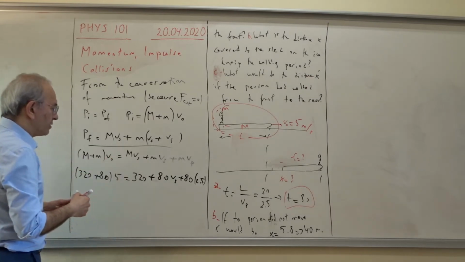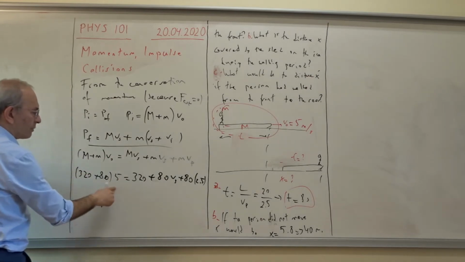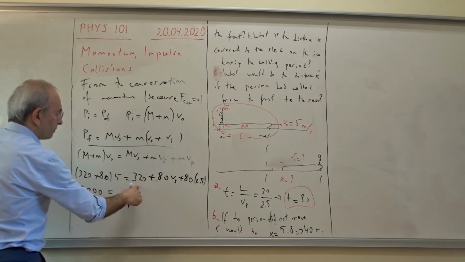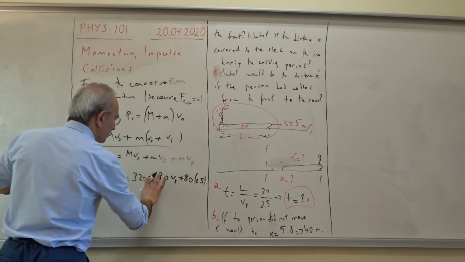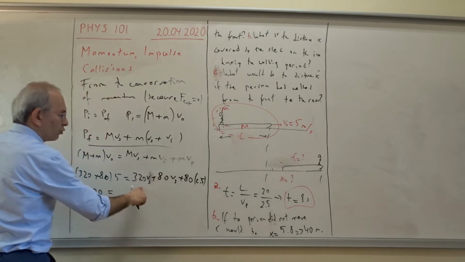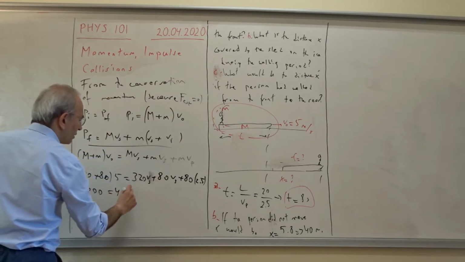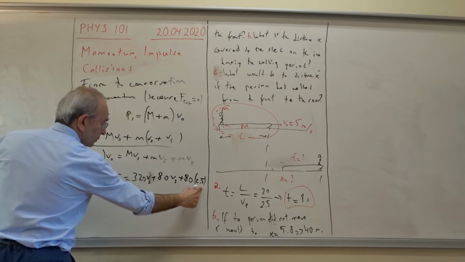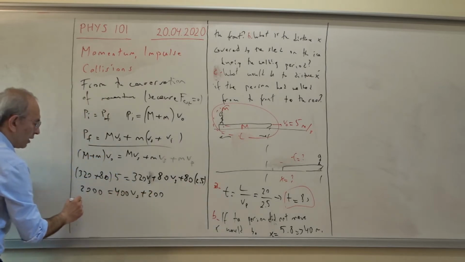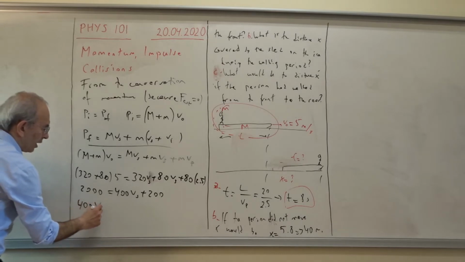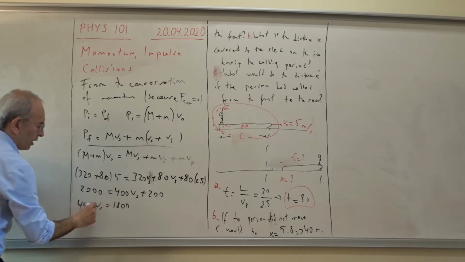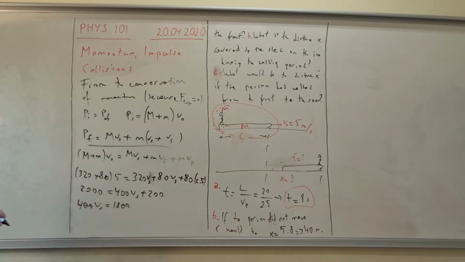Now there are some cancellations, of course. This is 400 times 5, which is 2000, equals 320 times Vs, unknown Vs. 320 plus 80, we have 400 Vs plus 200. So it is 2000 minus 200. So 400 times the unknown velocity is equal to 1800. So canceling them, you get 4.5.